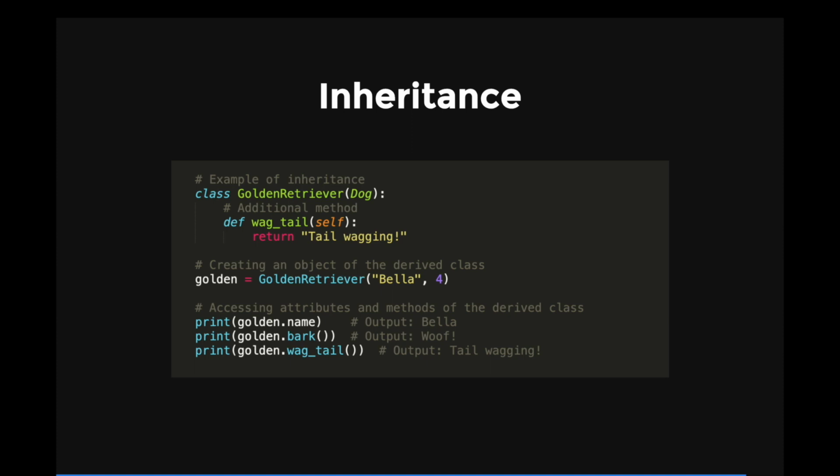The GoldenRetriever class has its own additional methods, like wag_tail. While inheriting the name, age, and bark methods from the Dog class, it has its own wag_tail function which can be called. So if you see at the bottom when we are printing golden.name, that is not defined here but in the Dog class.